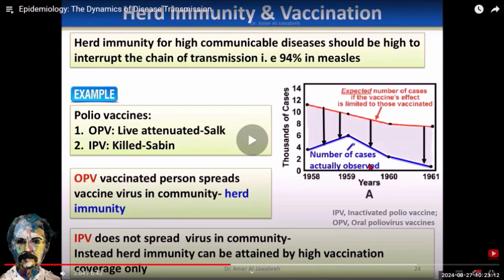The number of cases actually observed, the blue ones, was reduced by herd immunity. They vaccinated most of the people, 98, 97, a very high percentage. Okay, so IPV does not spread virus in the community like OPV, but instead herd immunity can be attained by high vaccination coverage. If you are giving only OPV, you can give it to maybe half of the population and wait until this half spreads the virus to the other half and gives them immunity. But people will not wait like this, they will give both.